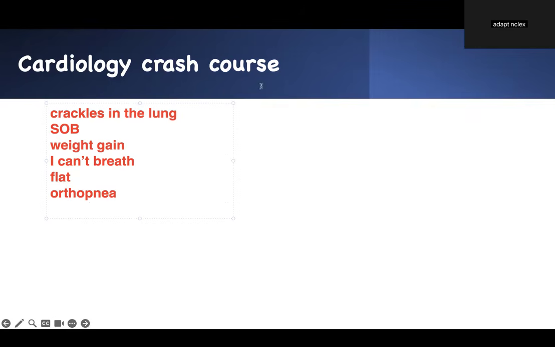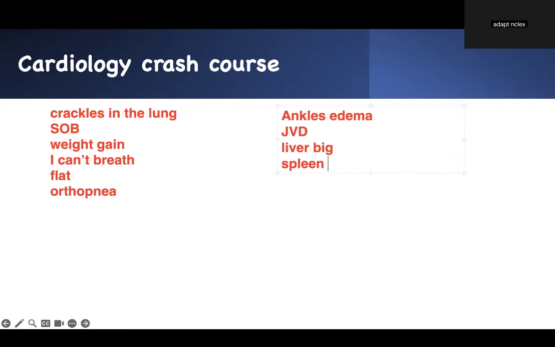Then you look at the other side, at the other patient, his neighbor in the same room. Mostly his ankles are big, ankle edema. You look at his neck, he has JVD, jugular vein distension. You can palpate the liver, right? The liver is big, hepatomegaly. You can palpate his spleen. The spleen is big, splenomegaly. What is going on with them?